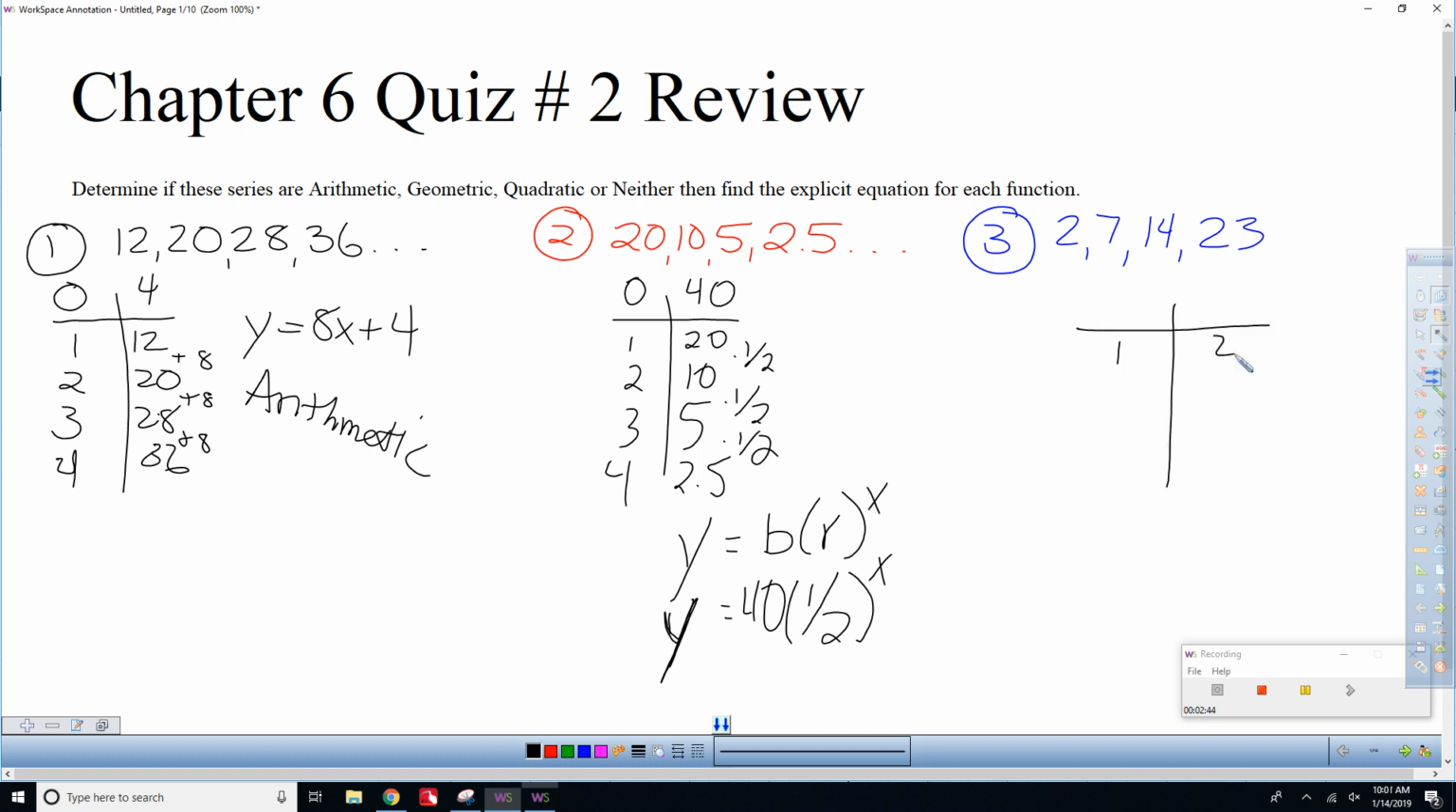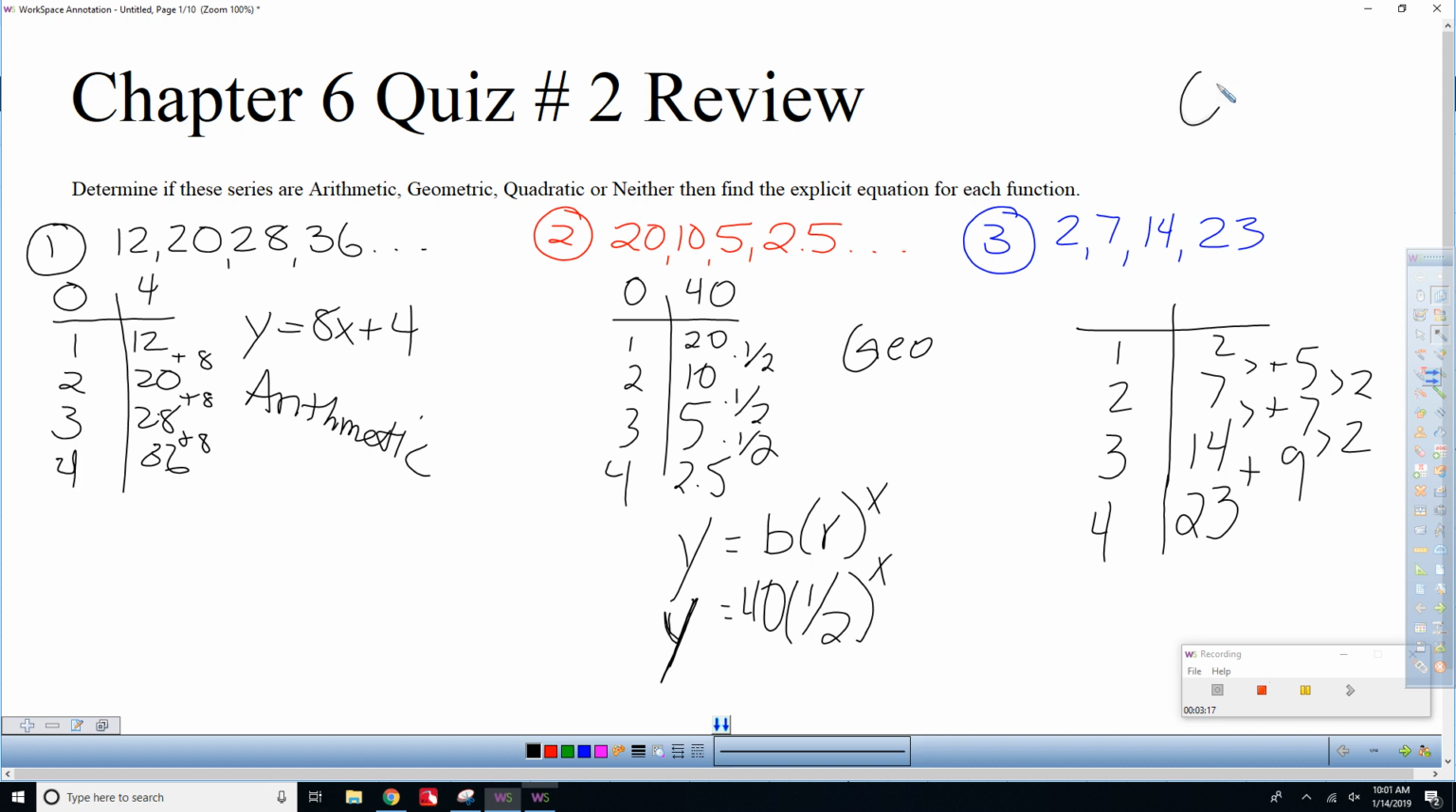Here, 1 is 2. 2 is 7. 3 is 14. 4 is 23. All right, let's see. We're definitely going up. This one went up by 5, then up by 7, then up by 9. Okay? Notice that the second difference is constant. So this is a quad. By the way, this one was a geometric. This one here is a quadratic. Oh my gosh, let's just stick with a quad for now.